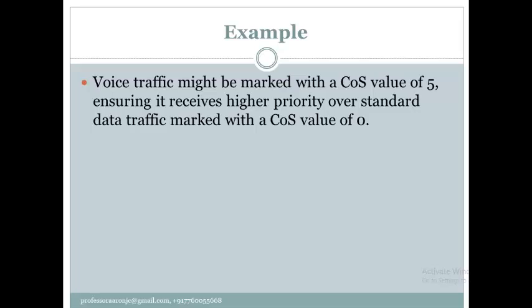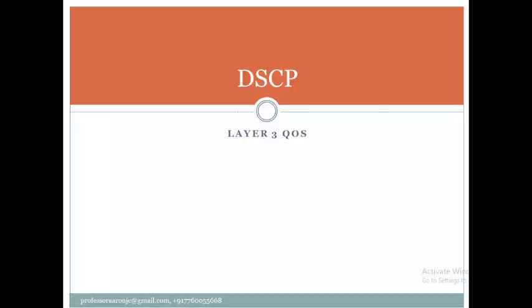Right? So that is QoS. Now what we are going to see is layer 3 QoS, called DSCP. What we have seen is layer 2. What we are going to see is layer 3. You see, this DSCP, differentiated services code point, has more bits, more granular, more prioritization options. The QoS has only 3 bits, but DSCP has 6 bits.